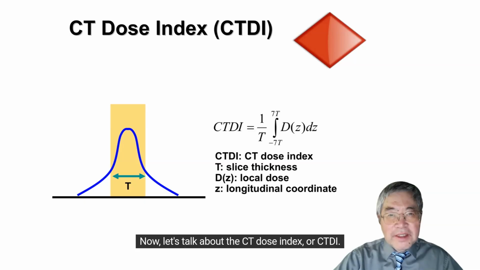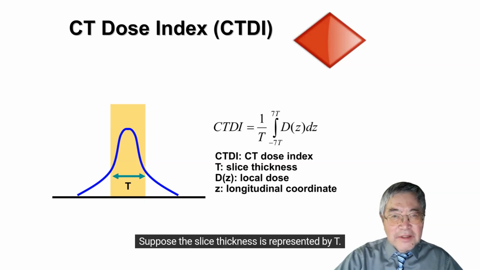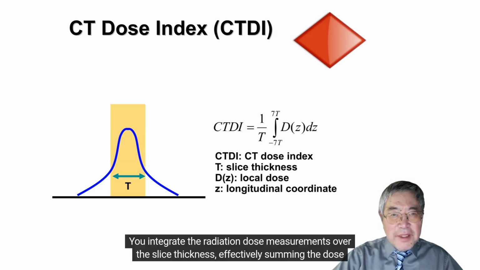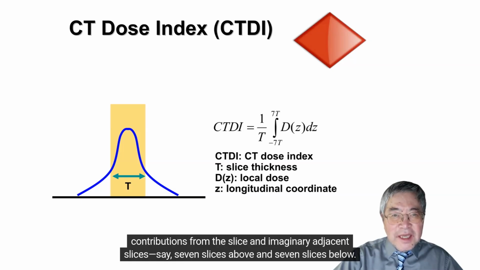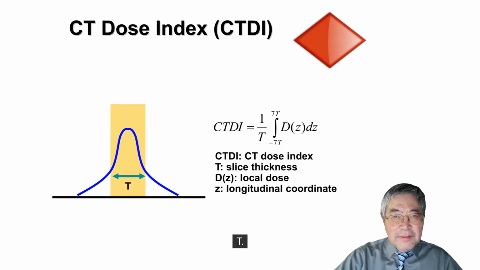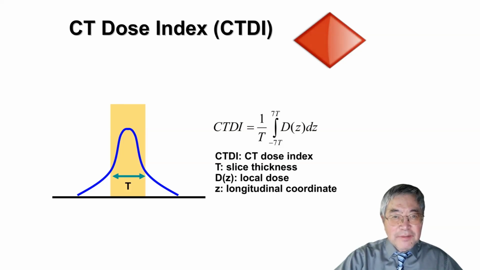Now let's talk about the CT dose index, or CTDI. Suppose the slice thickness is represented by T. You integrate the radiation dose measurements over the slice thickness, effectively summing the dose contributions from the slice and imaginary adjacent slices, say 7 slices above and 7 slices below. All these doses are added together, and the total is then averaged by normalizing with the slice thickness T. This result is what we call the CT dose index, or CTDI.